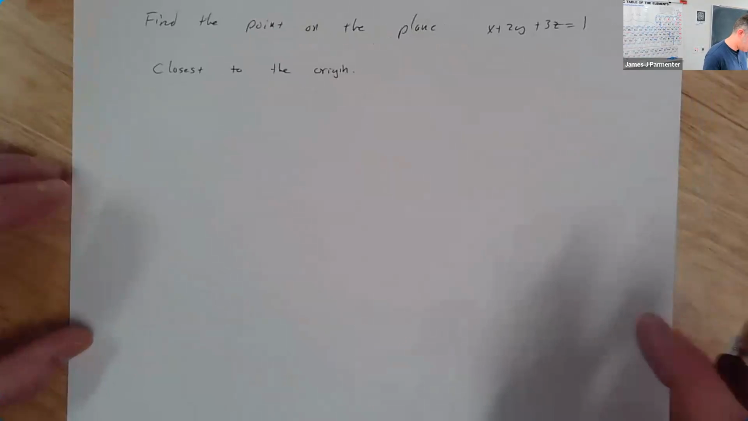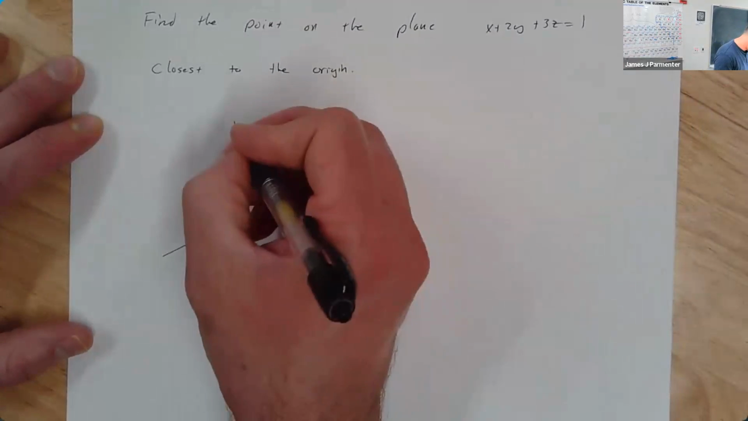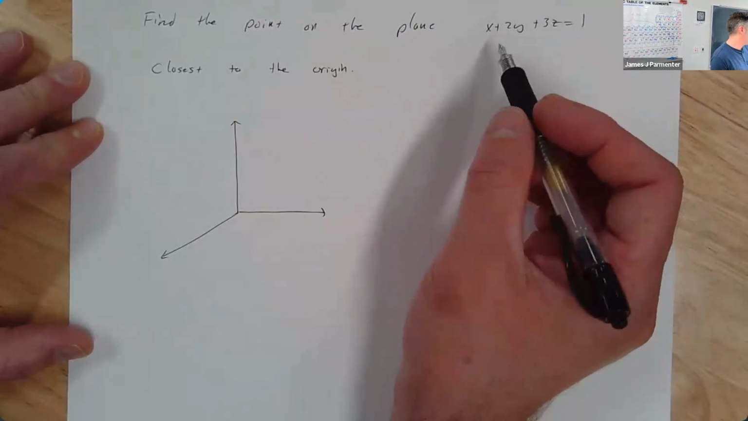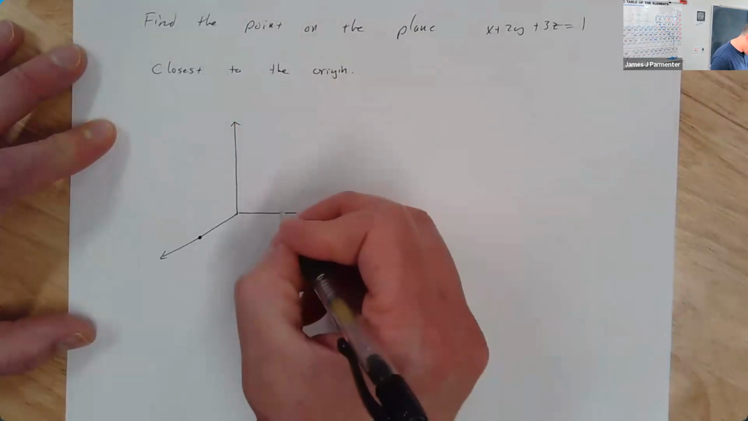Okay, so here's the idea. Not that we need to draw this picture. Here's a picture. This plane has an x, y, and z intercept. The x-intercept is 1. The y-intercept is 1/2.